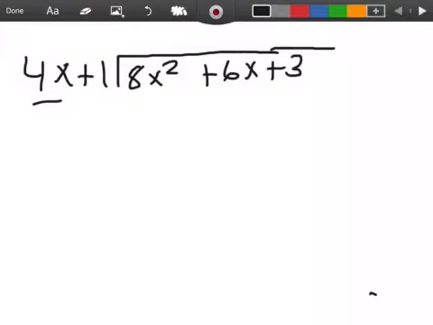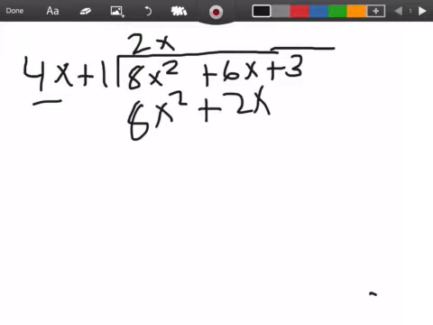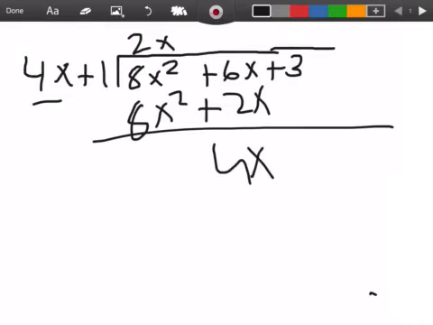So if you were to divide it, we would get 2x. And now we would multiply 2x by 4x, and we would get 8x squared. And we would multiply 2x by 1, and we would get plus 2x. And now we subtract 2x from 6x, and we get 4x, because you have to switch this to a minus sign. And then we bring 3 down, we have 4x plus 3.